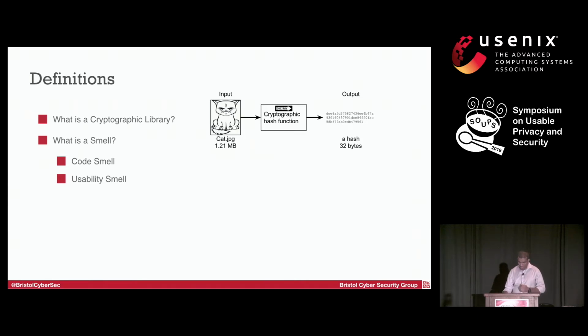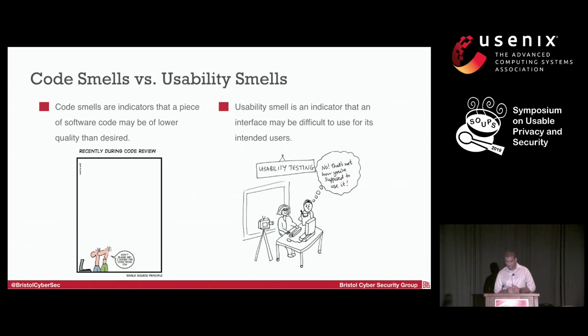So we're going to talk about the differences between code smells and usability smells now. Code smells are indicators that a piece of software code may be of a lower quality than desired. So a code smell signifies that while a piece of code may not be broken, it is in violation of a design principle and therefore may be fragile and prone to failure. Following the idea of a code smell, we have a usability smell. The idea here is that a usability smell is an indicator that an interface may be difficult to use for its intended users. So developers struggle with programming interfaces in the same way that users may struggle with user interfaces.